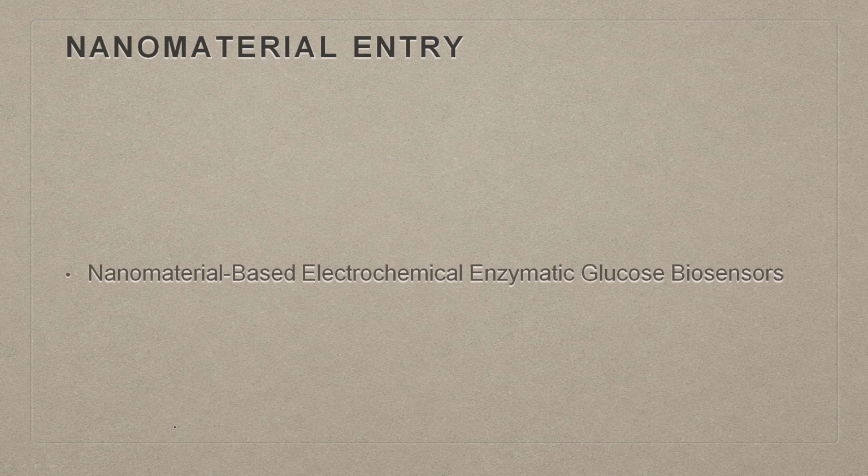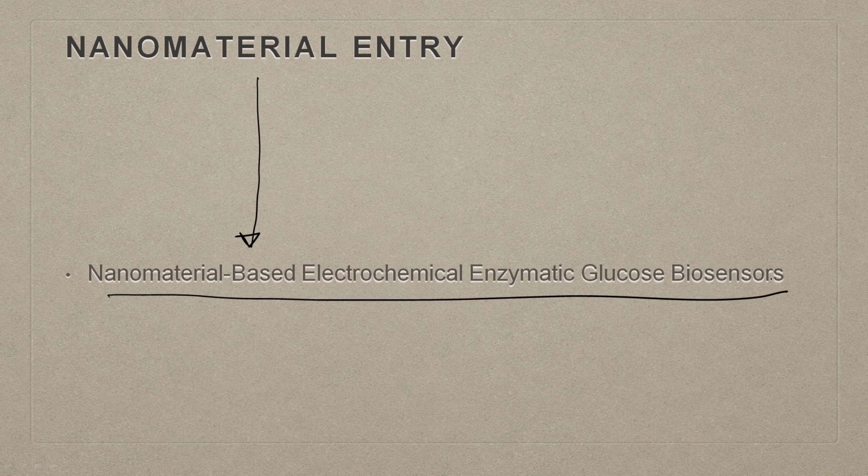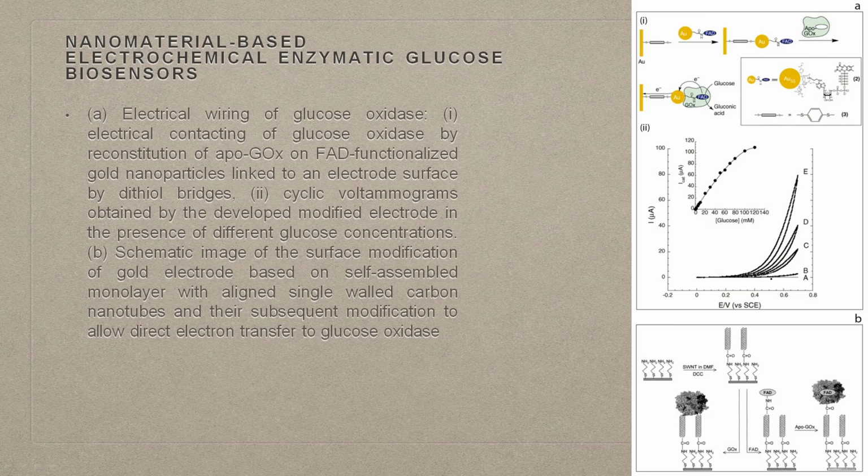So, let us talk about the nanomaterial revolution in glucose biosensing. One of the very first developments which has happened is, say for example, this is a case study which I will be talking to you about. Here you have the FAD which has been coupled with gold. Okay. So, this is the electrical wiring of the glucose oxidase, where electrical contact of the glucose oxidase is made by reconstitution of ApoGOX, which is devoid of the site, on FAD functionalized nanoparticle. So, you have the enzyme, this Apo enzyme.